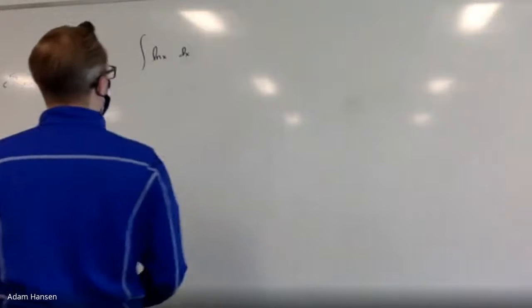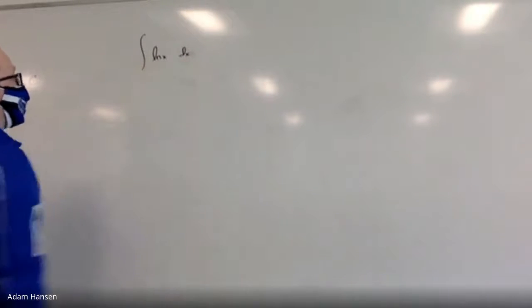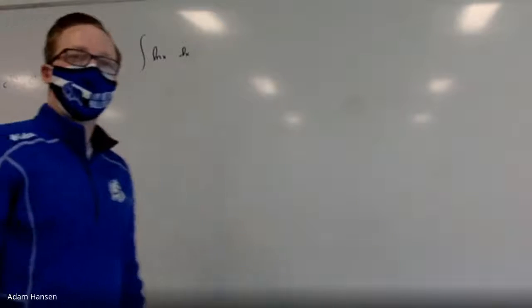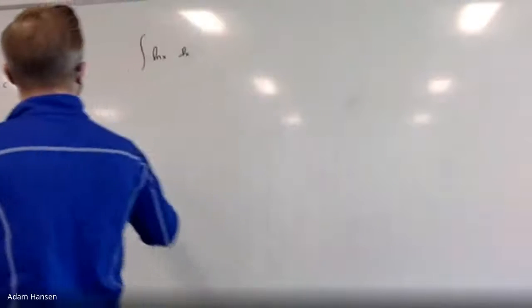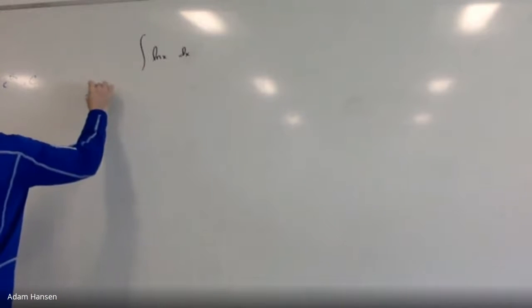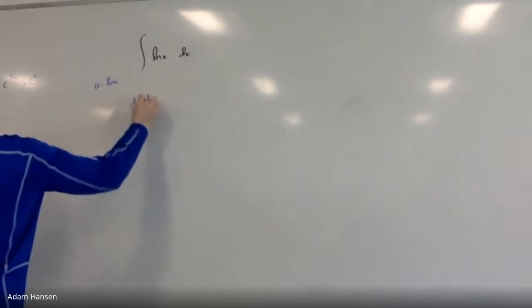Is u equal to x? There is no x up here. There's really two pieces: natural log of x and dx. U is ln x, okay? Luke says, let's try u equals ln x. So then dv would be dx.